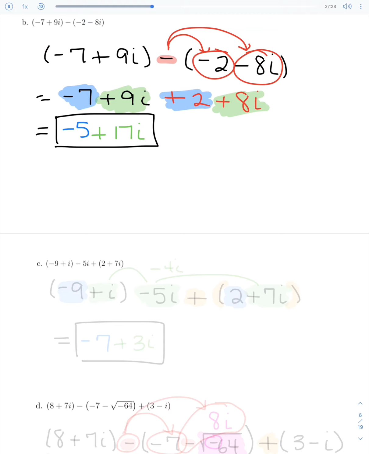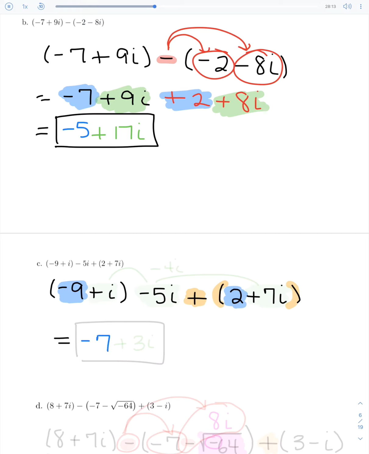In C, we have a negative 9 plus i minus 5i plus 2 plus 7i. Let's see what we can do here. Now, I'm not really worried about the parentheses here. They're telling me that I'm adding and subtracting. The only way I'd be concerned is if in front of this last set of parentheses there was a minus to distribute. But because there's a plus, I don't even need to worry about the parentheses. I can even just drop them if I want. All I'm going to be doing is combining like terms. Well, I have a negative 9 as my only number that I can add with this positive 2. Negative 9 and positive 2 will give me a negative 7.